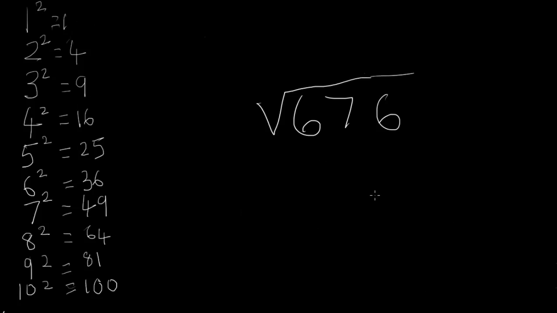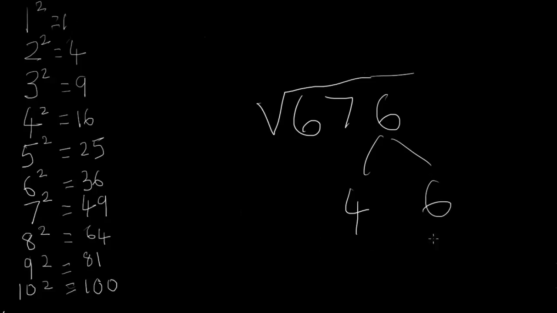The next example we're going to do is 676. 676 is a number with 3 digits. So first off, we're going to concentrate on 6. We need to find 2 perfect squares that end with 6. The 2 perfect squares that end with 6 are 16 and 36. The square root of 16 is 4, so we're going to write that down as the lesser number. The square root of 36 is 6, so we're going to write that down as the greater number.